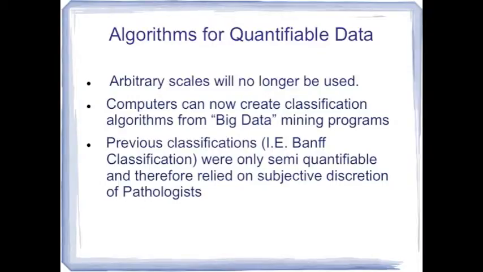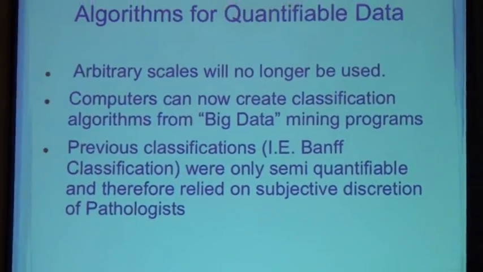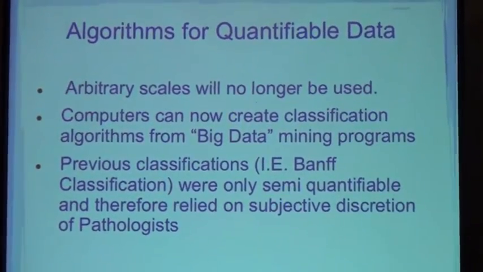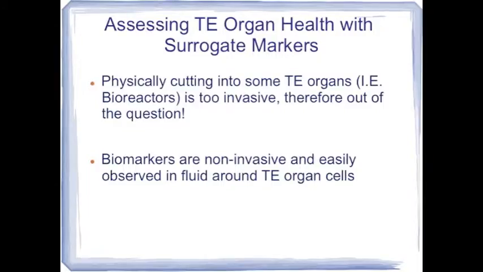Now, the ability to have computers create algorithms for the classification of tissue engineered pathologies is completely different than previous classifications, such as the Banff classification, where Banff classification was only semi-quantifiable, and there were still so many things that were at the discretion of the pathologists examining those kidneys.